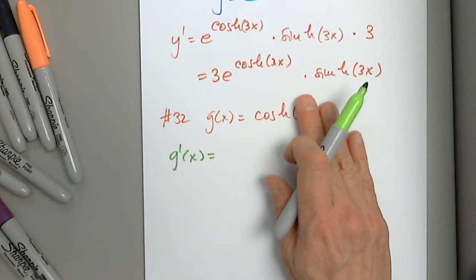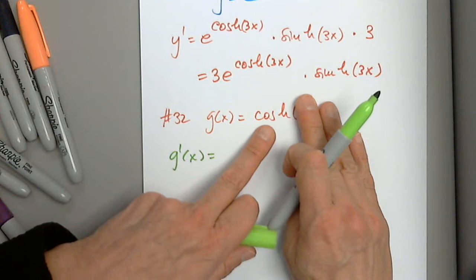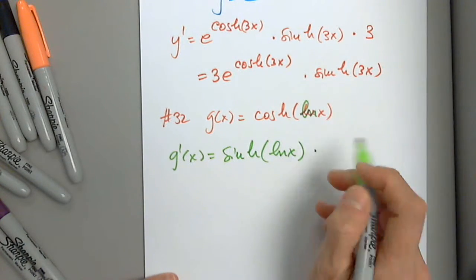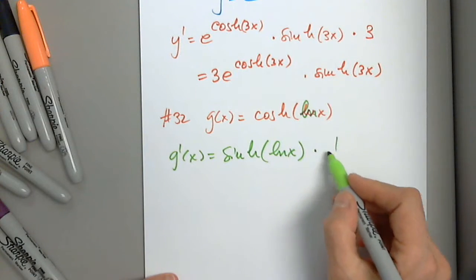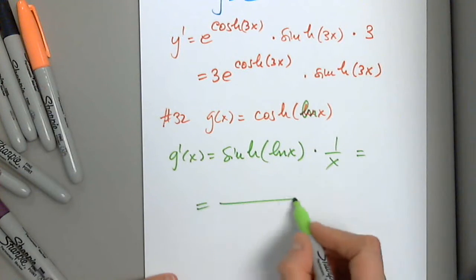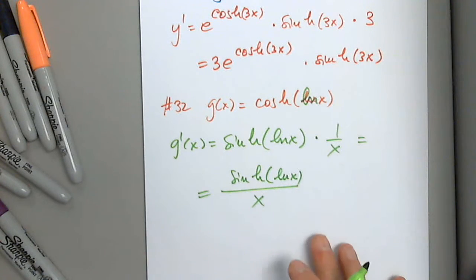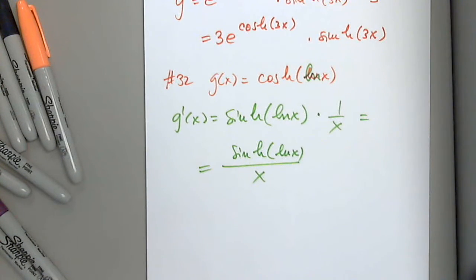So first of all, no. We have to start from the outside. Hyperbolic sine of natural log x times 1 over x. Or you can write it like this as well. That's what you meant, right? Yeah. Perfect.